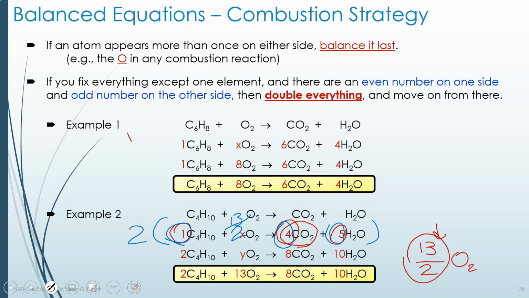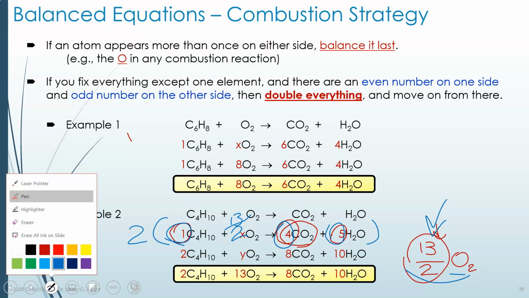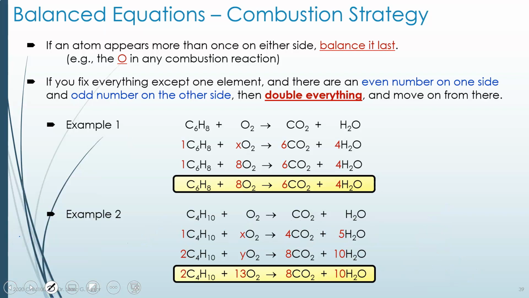So you could have doubled it, multiplied everything by 2 once you determined it's 13.5 O2s, or you could have waited to figure out how many oxygens after you double everything, knowing that you'll get a whole number of the O2 molecules in the end. It's up to you how you want to approach it. There are actually several ways to approach this problem. Do it whichever way is more comfortable for you.